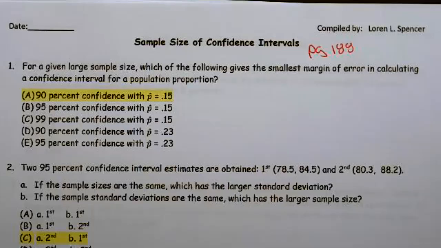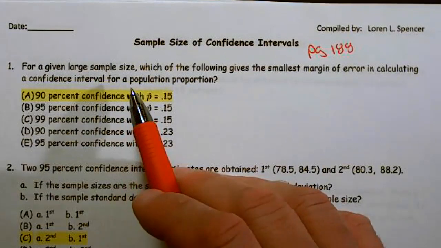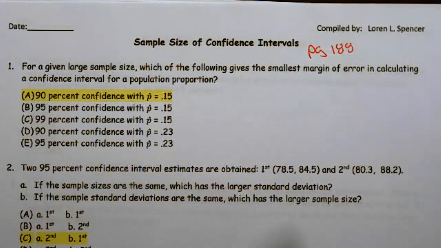Okay, we're going to do some sample size and confidence level and interval width questions. These are multiple choice questions beginning on page 188. They do have a weird numbering, as you'll see in just a moment, but we'll begin with problem number one. For a given large sample size, which of the following gives the smallest margin of error in calculating a confidence interval for a population proportion?